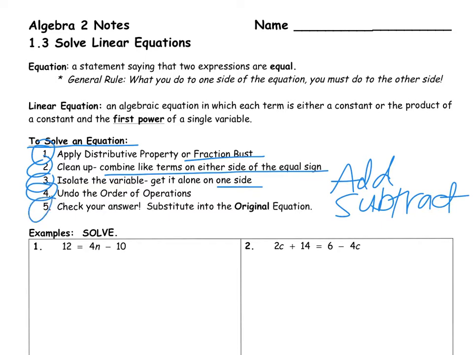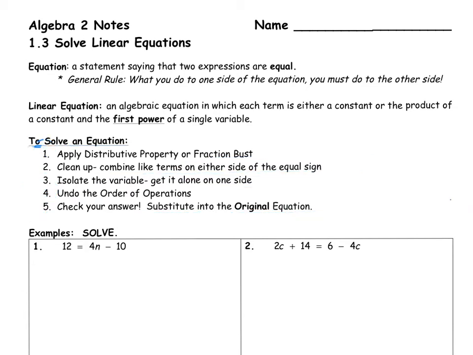And then the fifth is you're going to check your answer. So you want to substitute your answer back into the original equation and you check to see, are both sides balanced? Okay, so now we're going to solve our first equation. So we're going to look at number 1. Some people like to draw a line right down the middle of the equal sign so they can see the two sides of their equation.